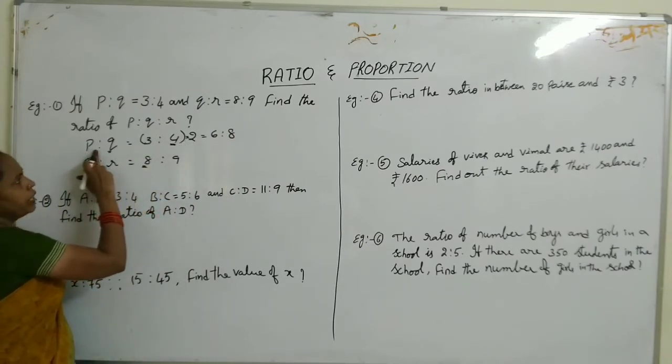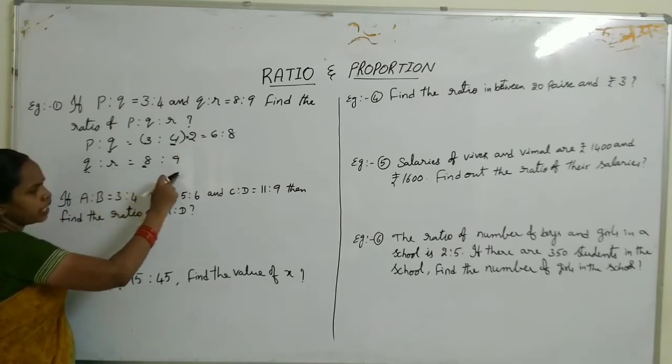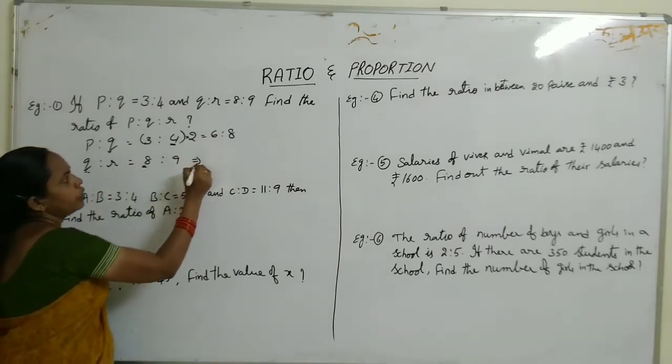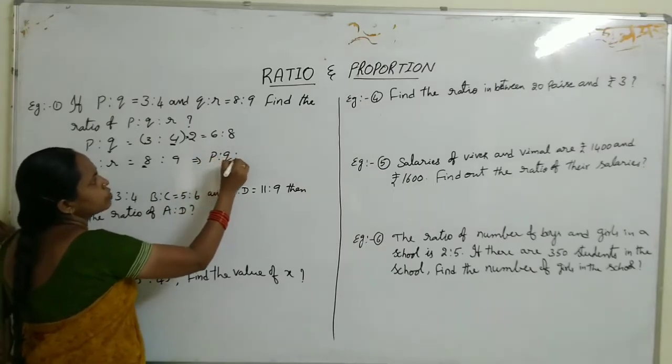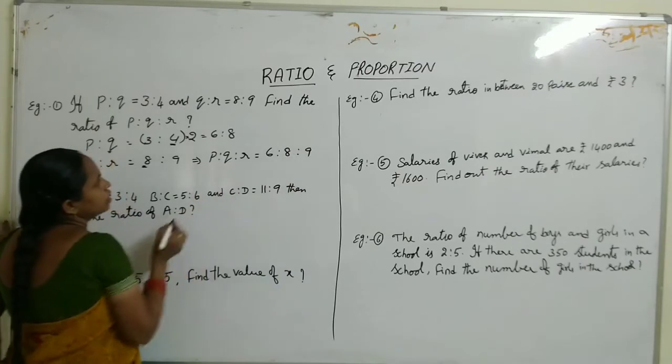Now P is 6 units, Q is 8 units. When Q is 8 units, R is 9 units. Therefore, P is to Q is to R equal to 6 is to 8 is to 9.